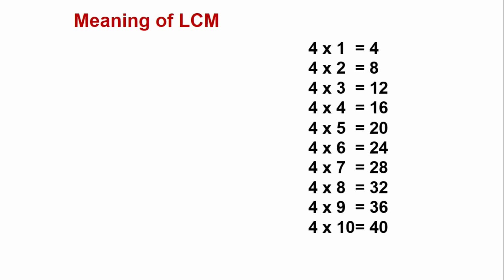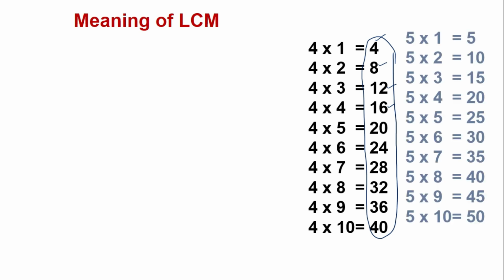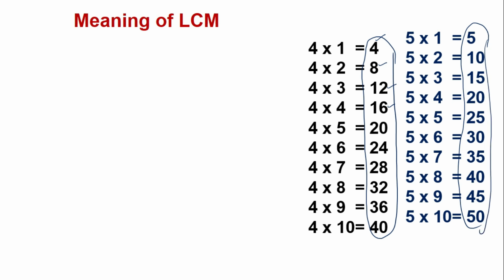If you look into the multiplication table for the number 4, you can see 4 ones are 4, 4 twos are 8, 4 threes are 12, 4 fours are 16, and so on. So these numbers are called the multiples of 4. Similarly, if you look into the table of 5, you can see 5 ones are 5, 5 twos are 10, 5 threes are 15. So every time you multiply 5 by a number, you get a product. So these values are called the multiples of 5.